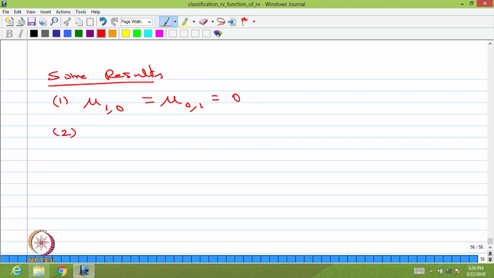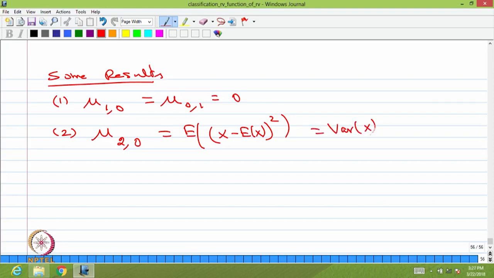Second result, suppose you put the value i equal to 2 and j equal to 0, that is nothing but expectation of x minus expectation of x the whole power 2. And this is nothing but the variance of the random variable x. Similarly, mu of 0 comma 2 is the same as expectation of y minus expectation of y power 2, that is the same as variance of y. When you substitute positive integers for i and j, then you will get the central moment of order i comma j for the random vector x comma y.